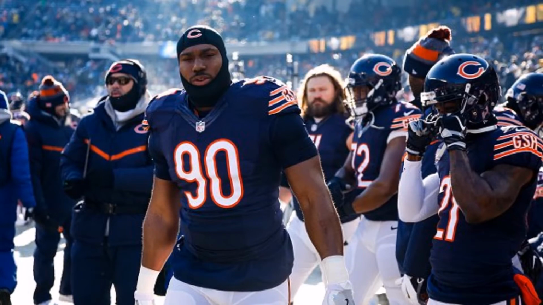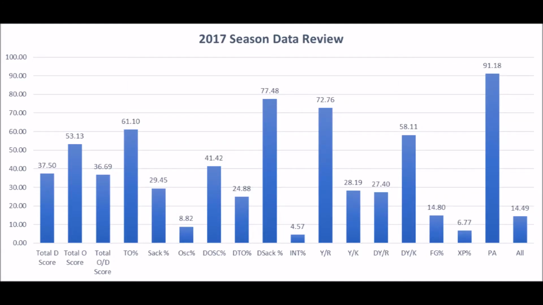So getting into the 2017 season for the Bears, when you look at their overall team statistical data, they were pretty much below average in a lot of different areas. They were below average in terms of their total D score, which is the ability to prevent first downs on defense. They were below average in terms of the O/D score, which is a combination of both the O score and D score. They were below average in terms of sack percentage, so pretty much they weren't able to prevent a lot of sacks. Offensive score percentage was really, really low, scary low, in terms of the ability to put points on the board. Below average in terms of defensive offensive score percentage, below average in terms of turnover ratio, and below average in terms of interceptions.